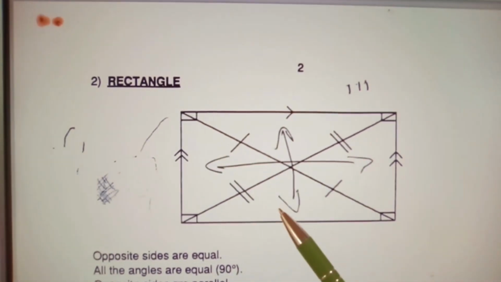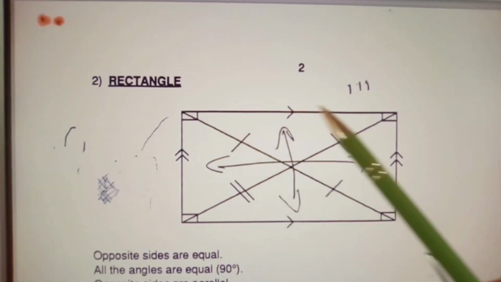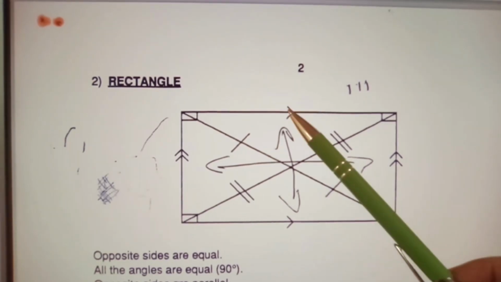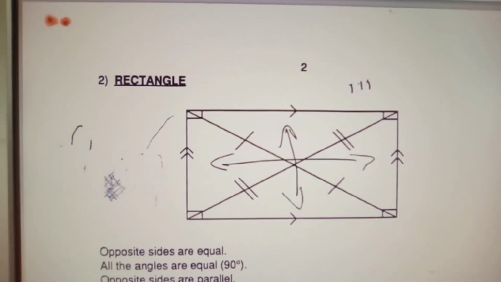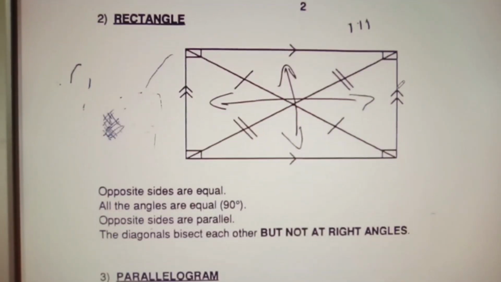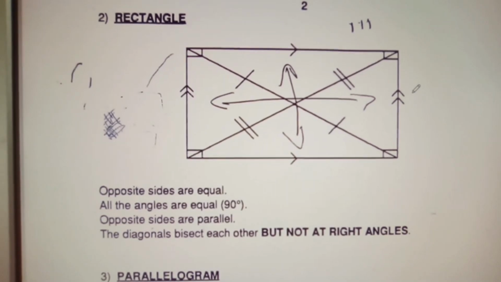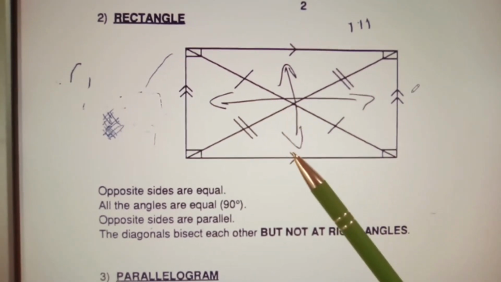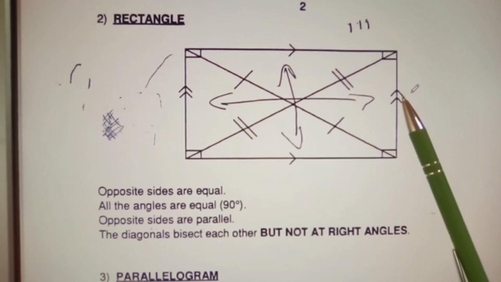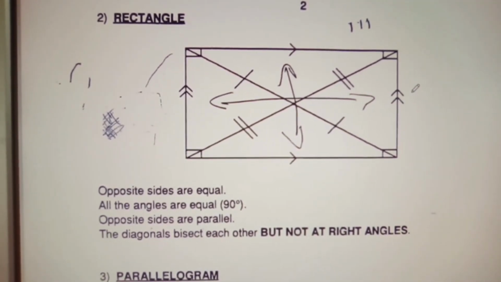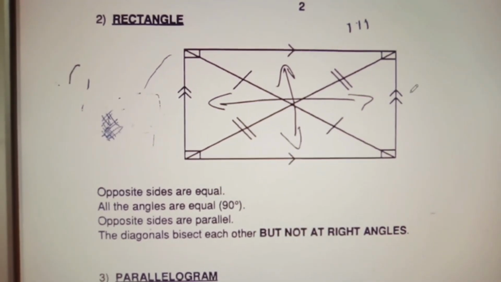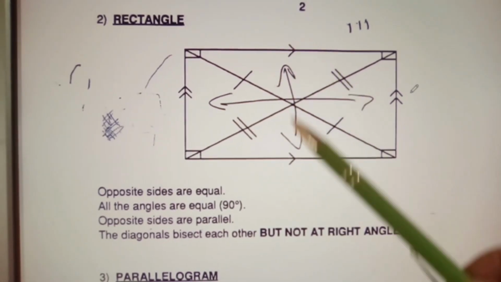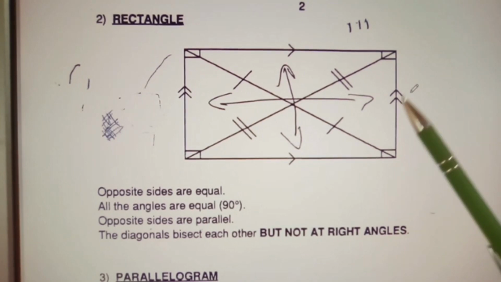Rectangle. Here we have a rectangle. Now opposite sides are equal, so that side will be equal to this side. That side would be equal to this side. All the angles are equal to 90. Opposite sides are parallel. That runs parallel to this.